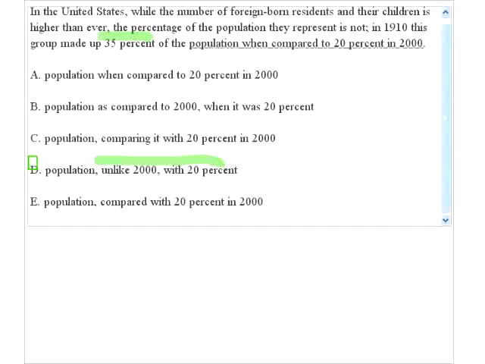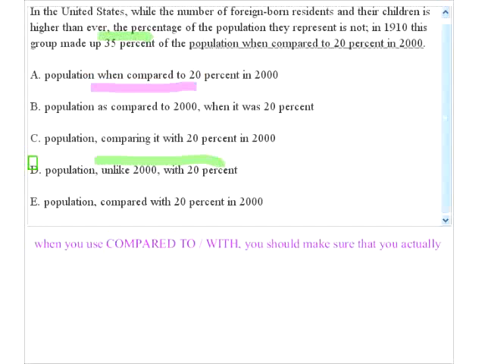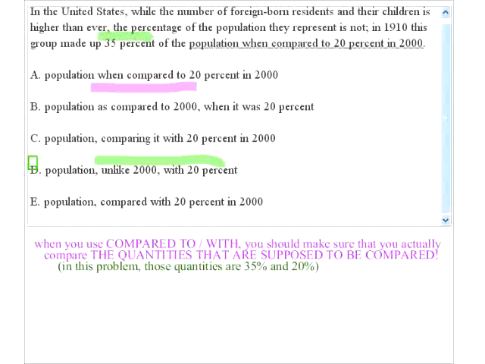The big wrong here, make sure you know that this is big wrong. When you use comparisons like this, when you use compared to or compared with, you should make sure that you actually compare the quantities that are supposed to be compared. So in the case of this problem, you're comparing the percentages. Those quantities are 35% and 20%. Those are the quantities that are actually under comparison here. The problem with choice B is that it makes the wrong comparison. Choice B makes it sound like you're actually comparing the years to each other.